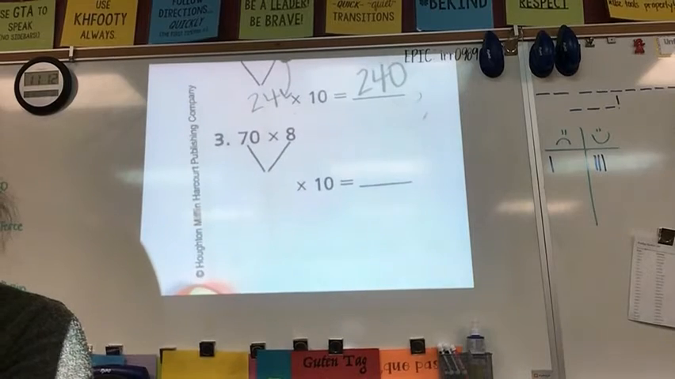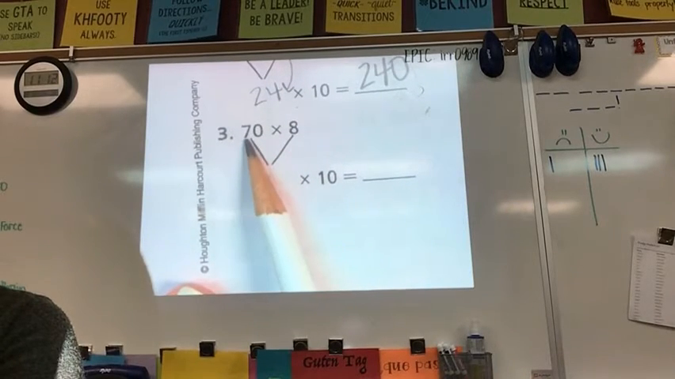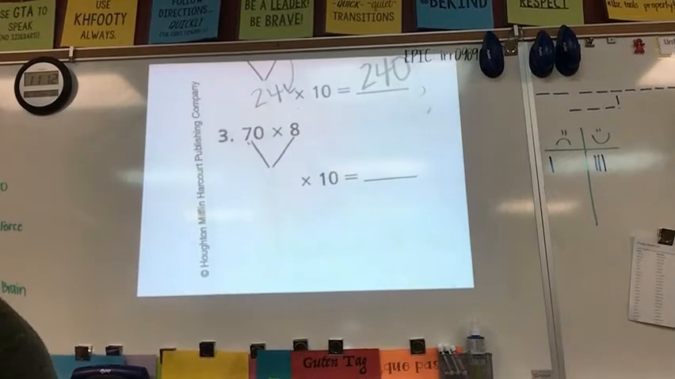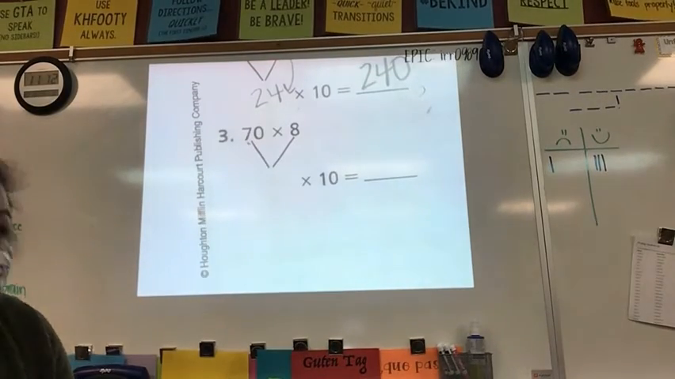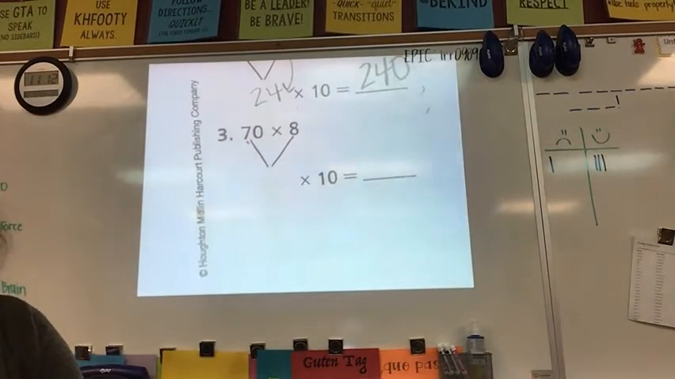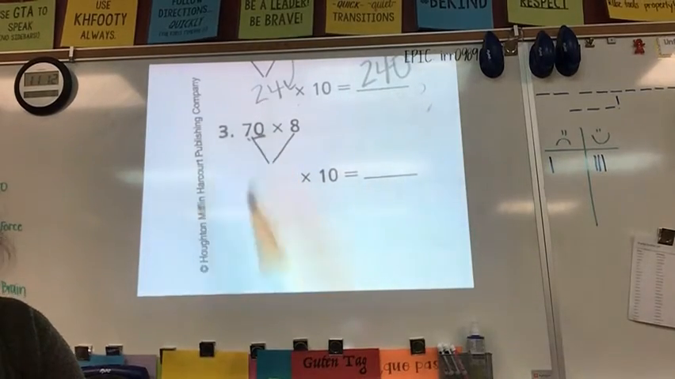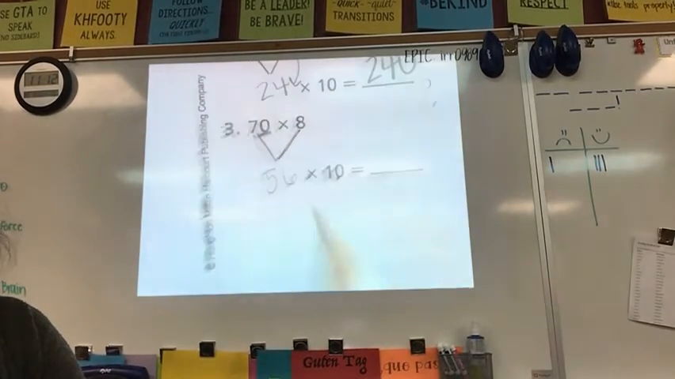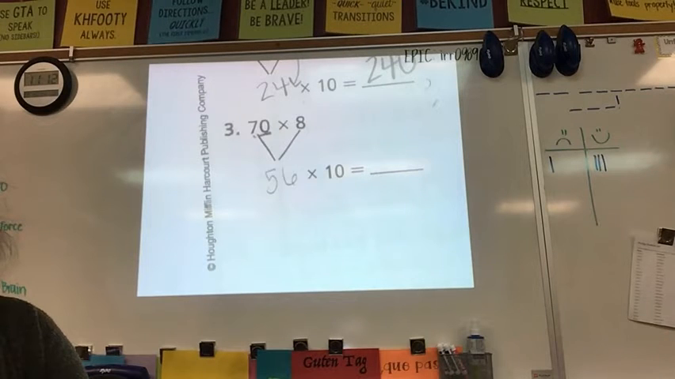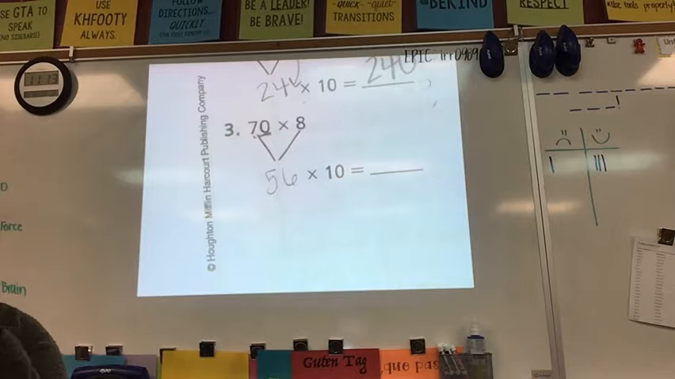Mr. Landon, let's do 70 times 8. 7 times 8. Good. So 7 times 8 is 56. And when I say it's 70 times 8, it's going to be 56 with that extra 0, which is 560. Whose turn is it to solve this one? Landon's. Landon, could you tell me again?